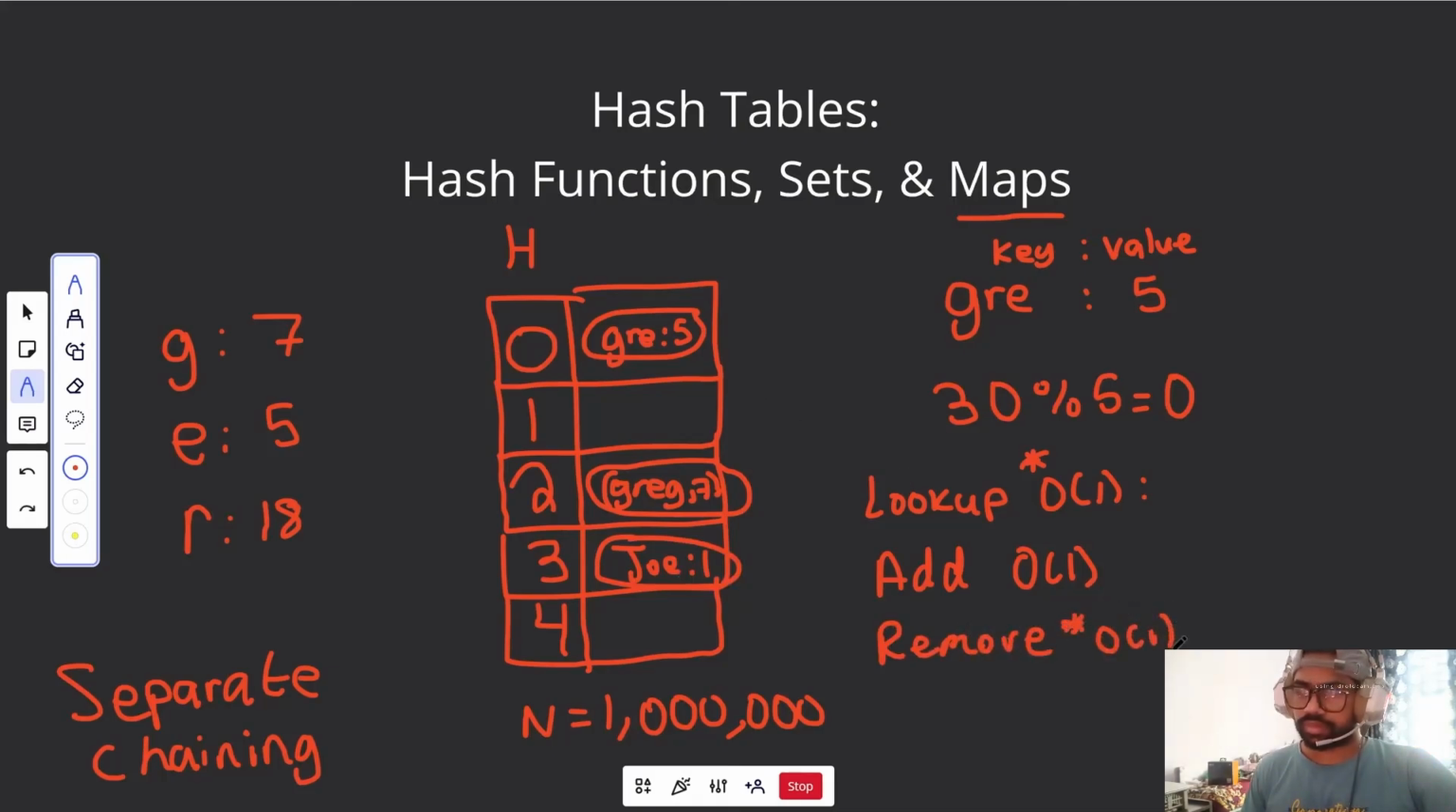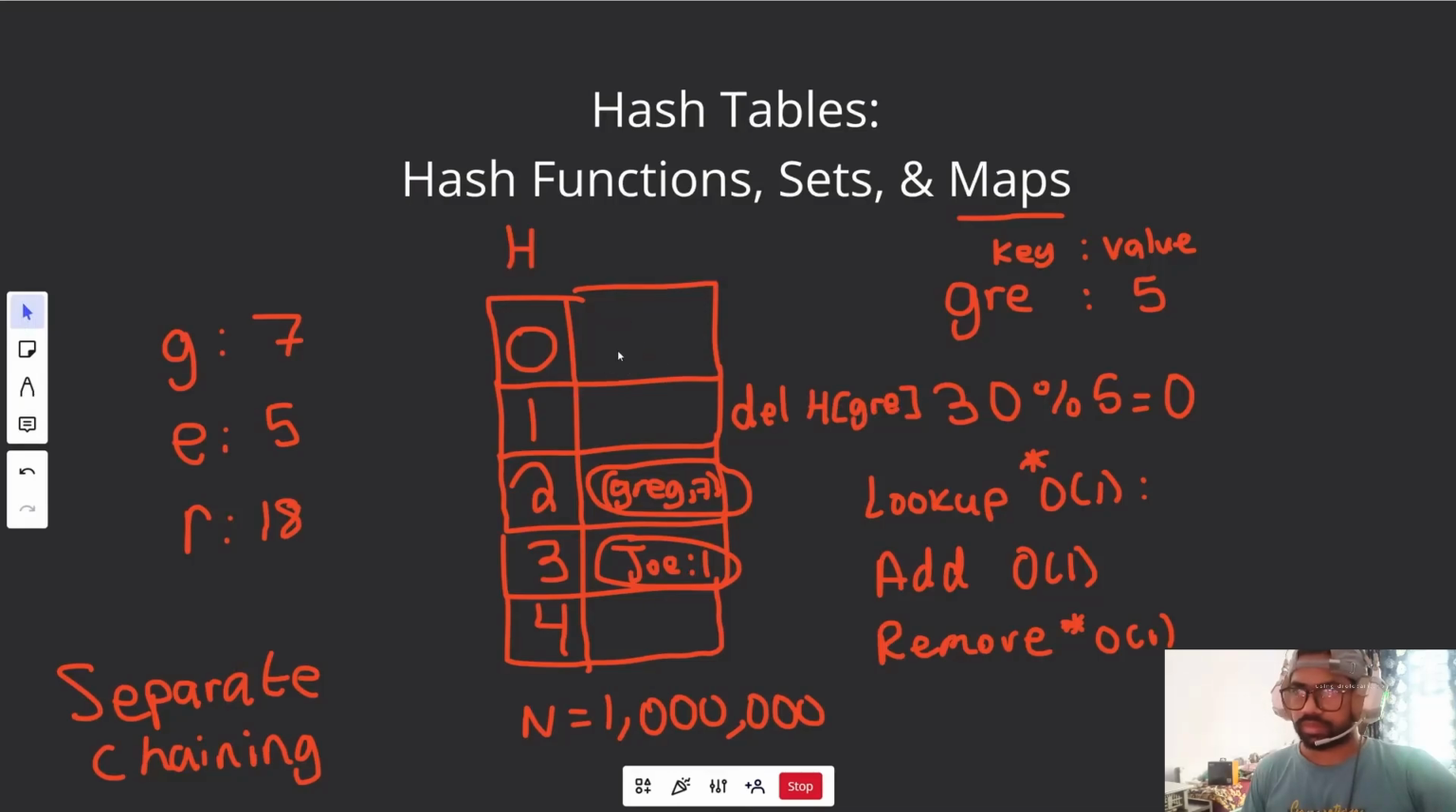That would be removing a certain key, and in Python you might write this as del, for delete, the hash map at GRE. This removes the key that you're looking for, and that would just remove that key value pair from the hash map. And again, that's going to do that in roughly constant time. So those are the main things you want to do with hash maps and hash sets.